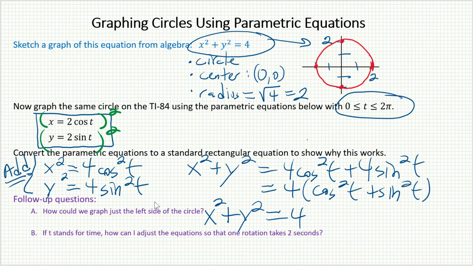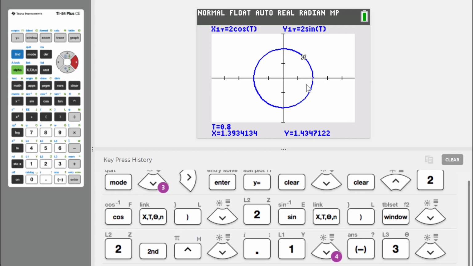Okay, let's answer a couple of follow-up questions. What if I just wanted to graph the left side of the circle, just the left half, in the graphing calculator? How could I make that happen? Well, let's look back at the picture. Remember, t equals 0 generated this point right here, and then as we traced through, we saw that as t got larger, we started moving through the circle in this counterclockwise direction.